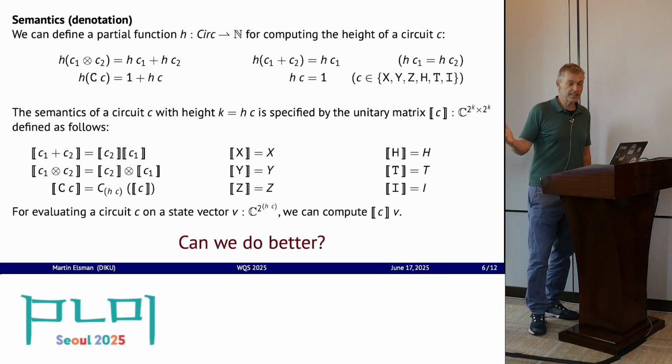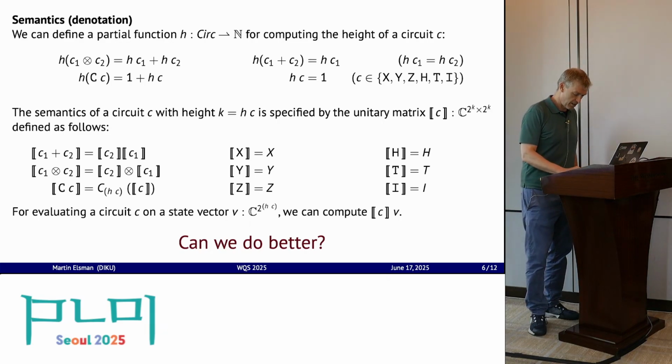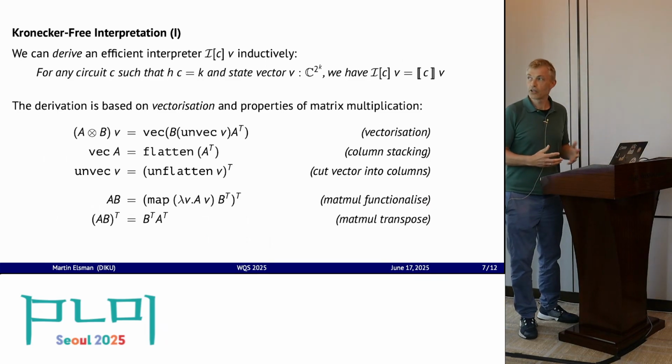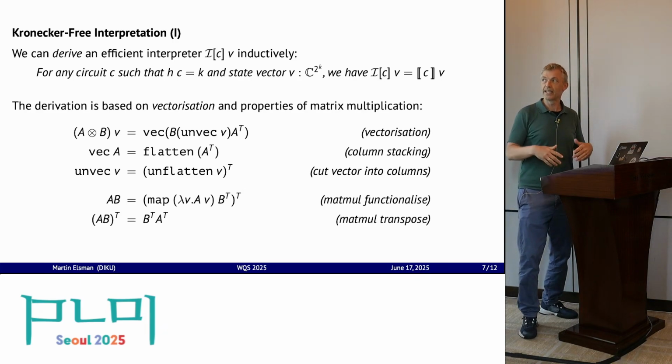Now the question is, can we do better than this? And of course, I should say there are many simulators around. They are not doing this unitary matrix simulation. They are really doing imperative updates on state vectors directly. But how do we actually go about generating or calculating an interpreter?